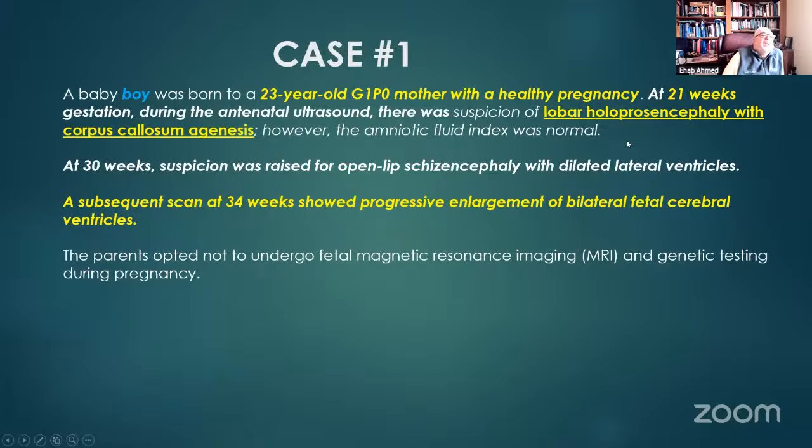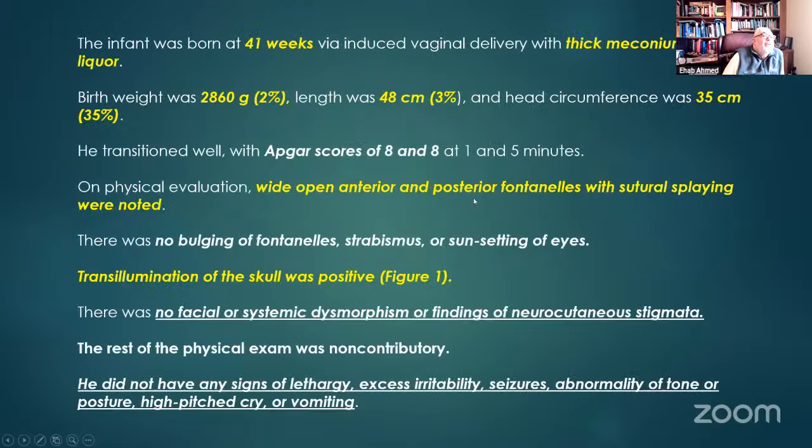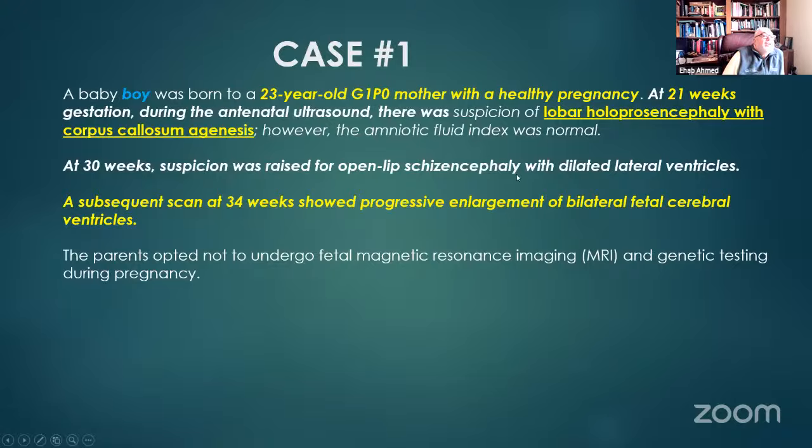So it could be an association with holoprosencephaly. It could be an anomaly on its own. And then at 30 weeks, they thought of something else: open lip schizencephaly. They keep going back and forth between diagnoses. So initially they thought of lobar holoprosencephaly, and now at 30 weeks they are thinking of open lip schizencephaly.